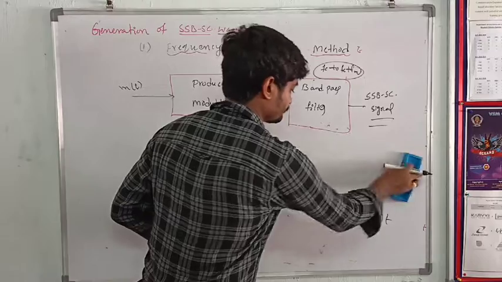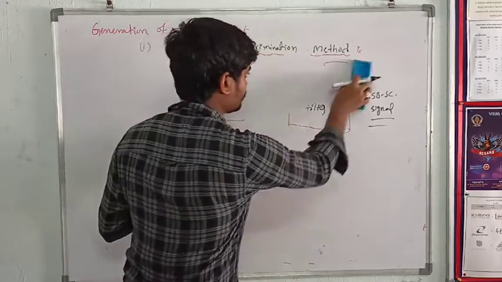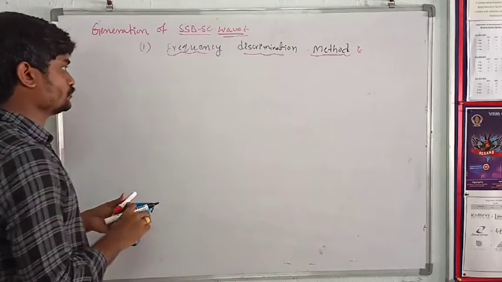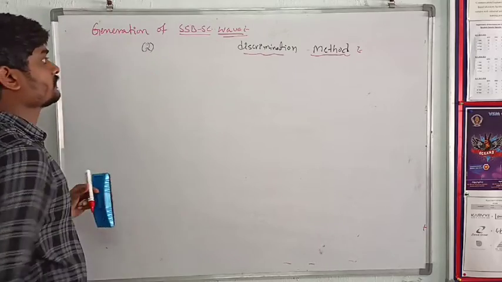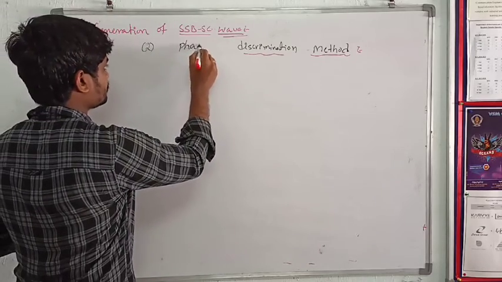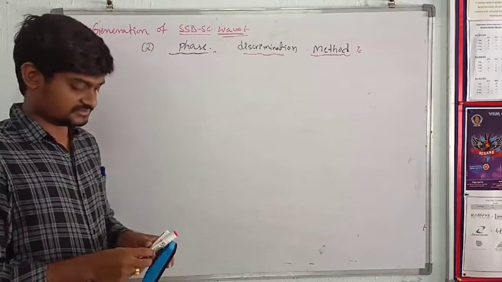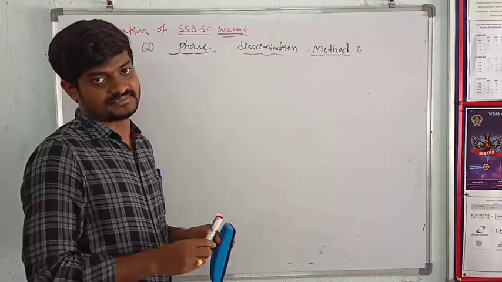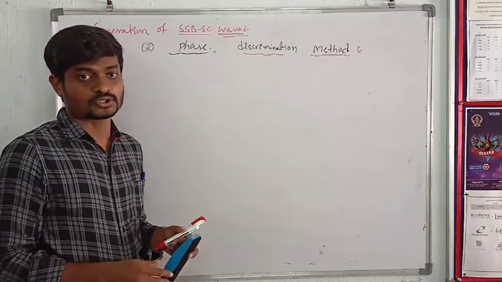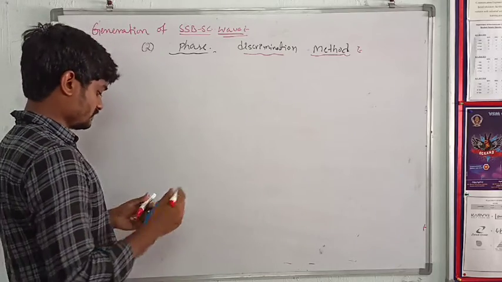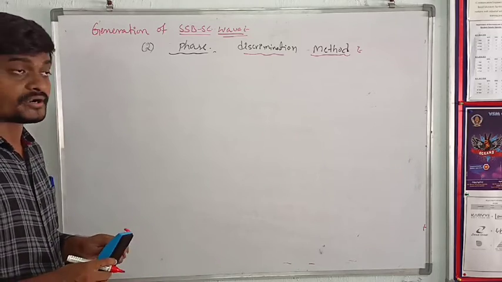The next one is the phase discrimination method, or Hartley modulator. It is like a Costas loop receiver; in the last class we explained the Costas loop. It is also like a Costas loop. In this we use two coherent detectors or coherent modulators.